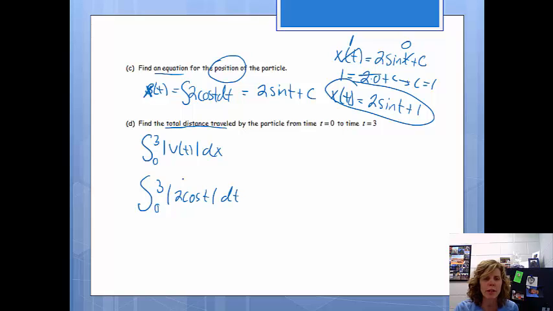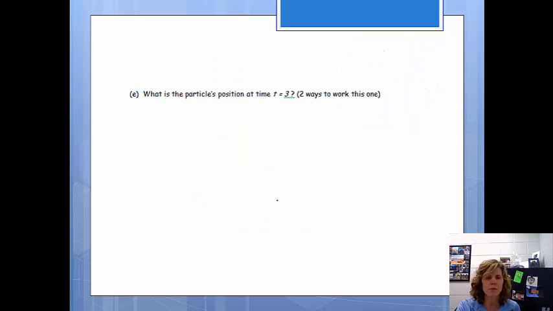Don't forget your absolute values. And then from here, we can use Math 9 to calculate that. And if we do, we will get 3.718. All right, part E says, what is the particle's position at time t equals 3? And there are going to be 2 ways to work this one, and I'm going to show you both ways to see that either one will get you where you want to go.